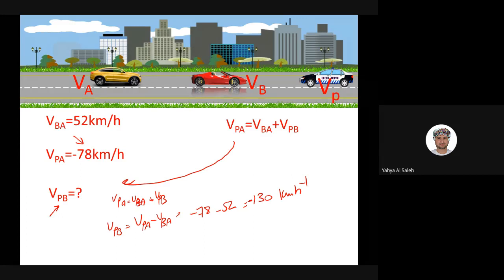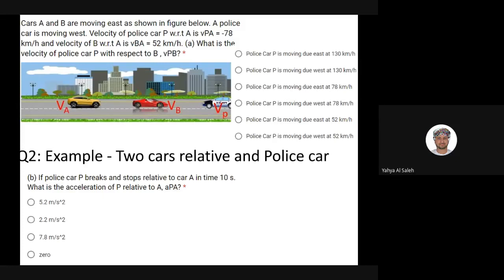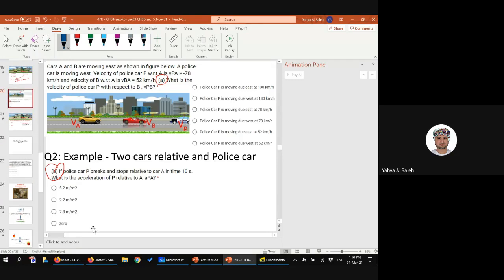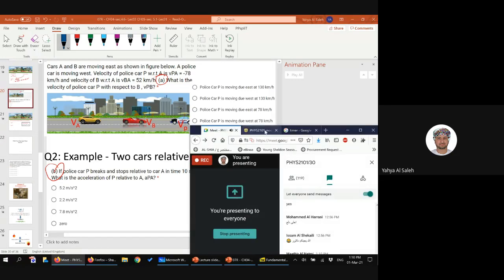Is the idea clear? Yes. Okay. Let's do a PIQ. Now this PIQ has two parts. We have part A and we have part B. Initially we are only going to do part A.